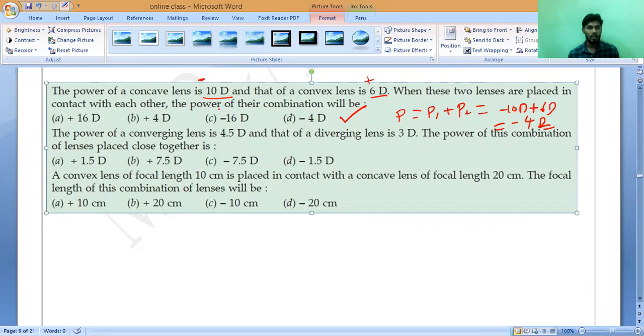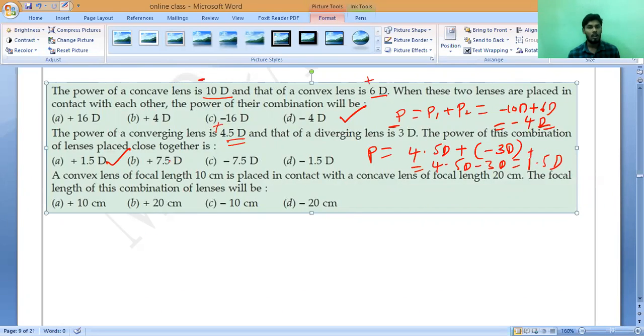Next, a power of a converging lens is plus 1.5D. Converging lens means plus 1.5. Understanding that, plus 1.5D. Yes, sir. Very good. So 4.5D plus minus 3D, which is equal to how much? 4.5D minus 3D, which is equal to 1.5D.